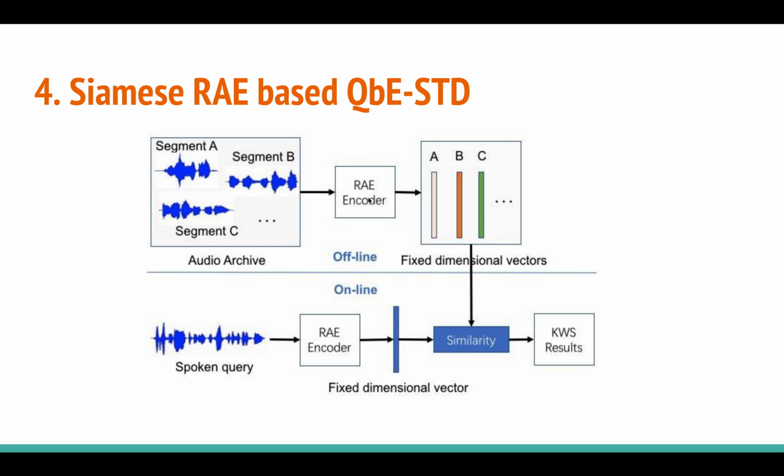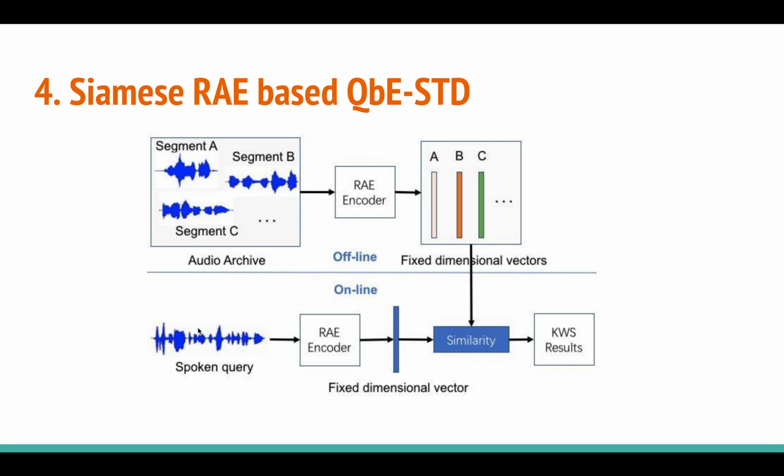Then we use this RAE encoder, just the encoder, to get this representation, which is Ziwei for each segment. We have three segments here, so we get three different vectors, one for each segment. That is called the offline process. Once we encode this full audio archive, let's say it's 100 hours of data, into this big matrix, where each column is a vector for each segment, then we can speak a query.